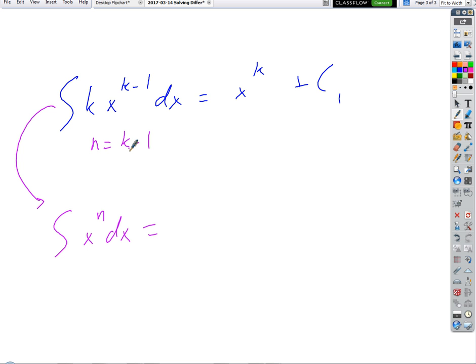So I should be able to pull the constant out front of an integral also, or an antiderivative, we'll call it for now, right? So let's take this k and move it outside, and the k is going to become an n plus 1, right? Well, what do we get over here? For our answer, we get x to the k, which is n plus 1, plus, call it c1, right?